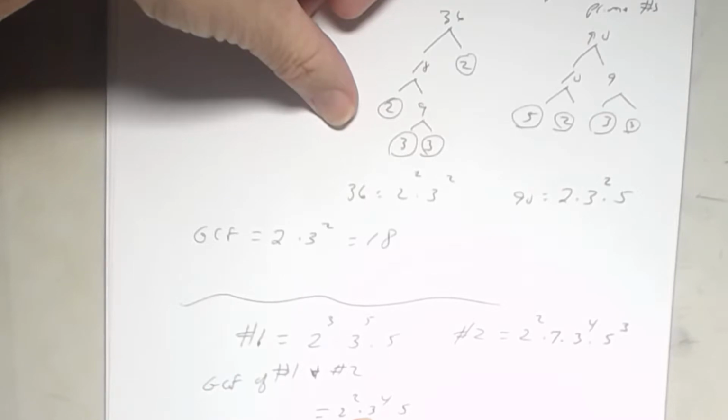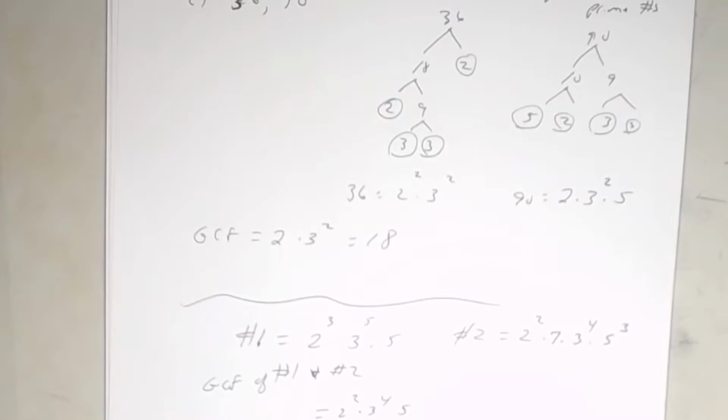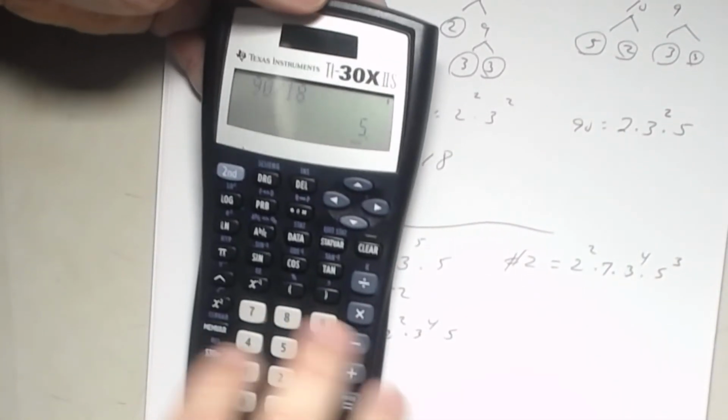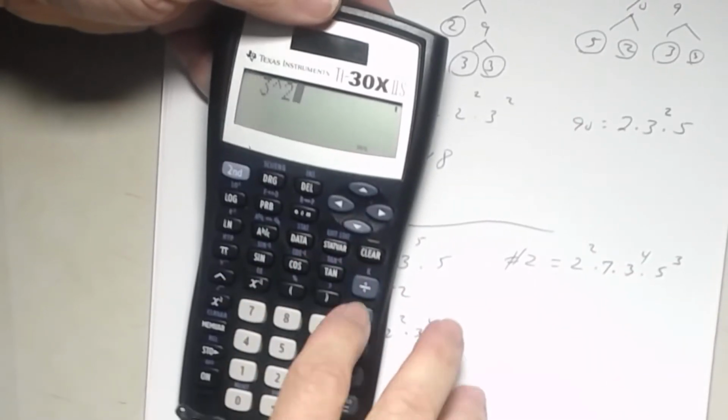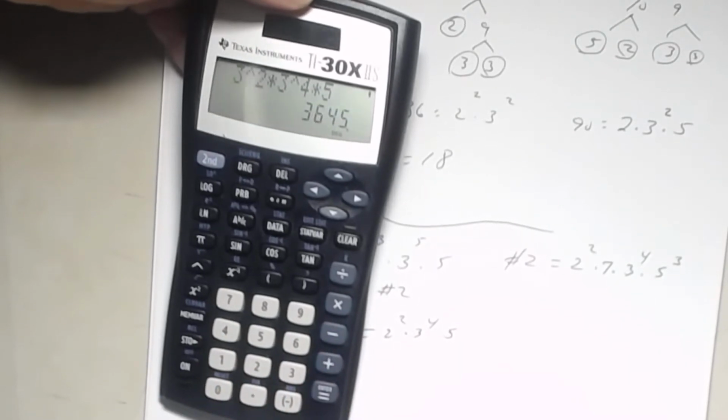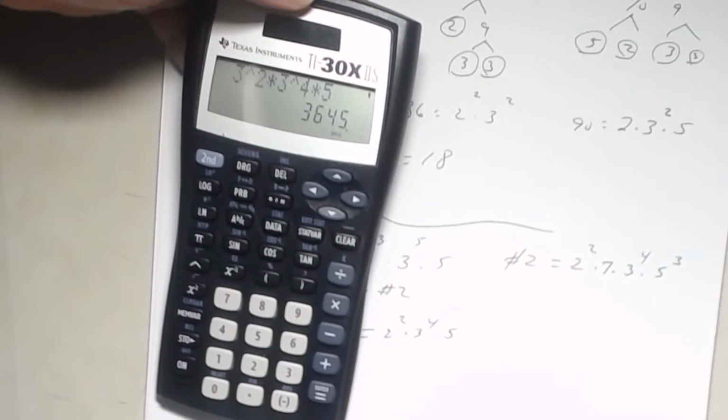But what you look at in terms of exponents is the one with the smallest exponent or the largest? The smallest. Then you don't square, you just multiply. You would say 2 squared is 4, times 3 to the 4th, times 5. So 3,645 is your GCF.